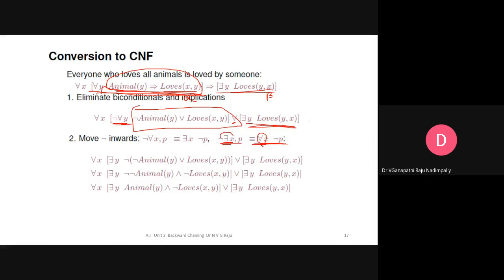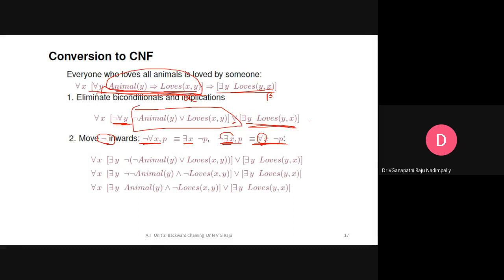If you do it this way, most of the negations are inverted. Now, look here, what is this? For all X, for all X, so negation of for all X, can I write it as there exists X? Negation of for all X, can I write it as negation of X?